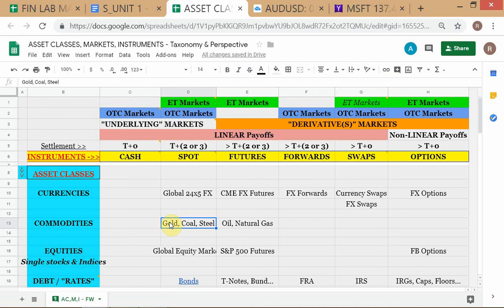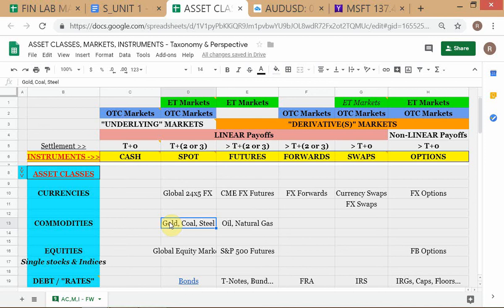All agro commodities, wheat, rice, corn, everything you can think of. So try to understand how this framework is to be mentally used, how this can be useful to you. So what do I mean by the markets part of the framework? Asset classes and instruments, you know what I'm referring to as asset classes and instruments.